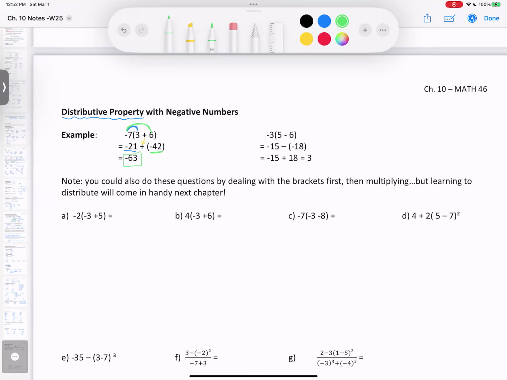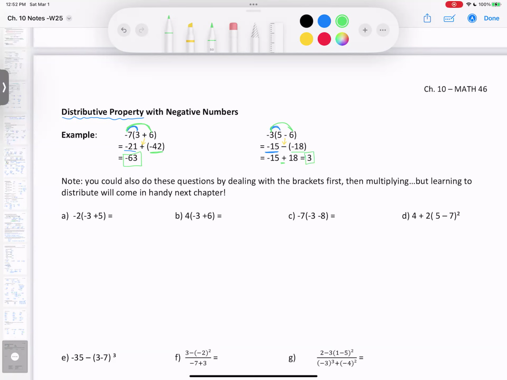Let's try another one. So we're going to do a rainbow again. So we've got -3 times 5, which gives us this -15 here. Then we're going to drop down our sign, which this time is subtraction. And then we're going to do -3 times the 6, which gives us the -18. Okay, now we've got two negative signs in a row, which is what gives you this positive here. So we've got -15 plus 18, and we end up with an answer of 3.